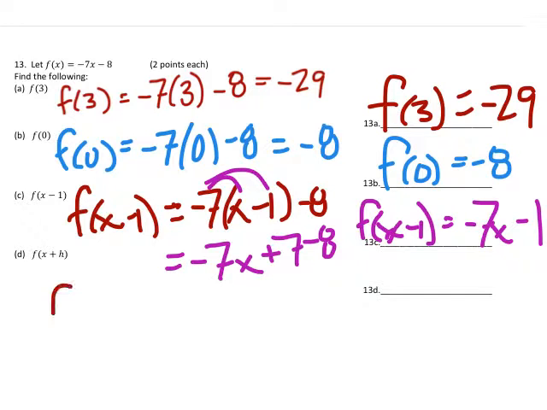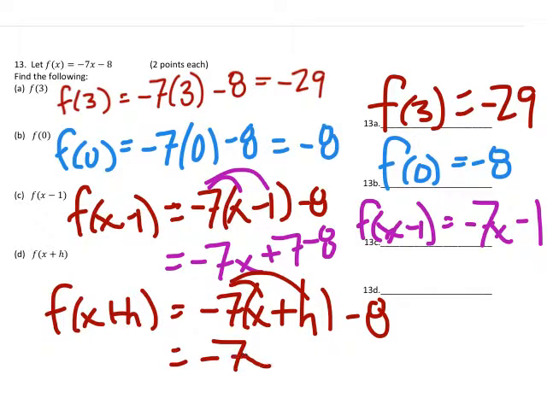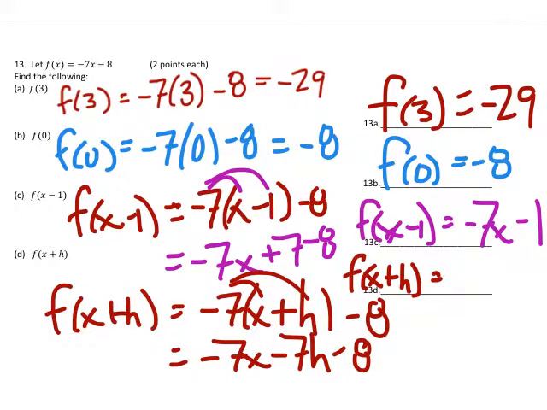Finally, this final one, f of x plus h equals negative 7, again replacing x with x plus h, minus 8. Distributing the 7, negative 7x minus 7h minus 8. And that's it. We can't combine those terms. None of them are like terms. We have f of x plus h equals negative 7x minus 7h minus 8.